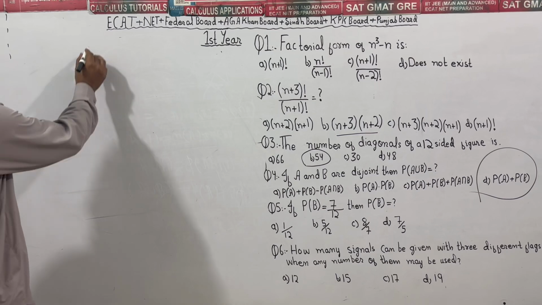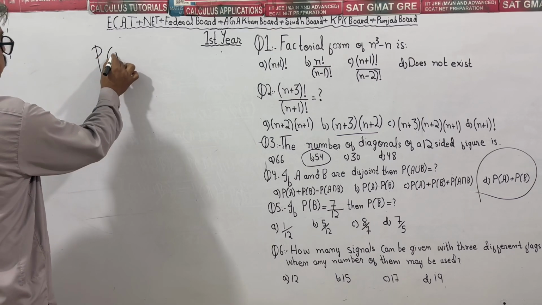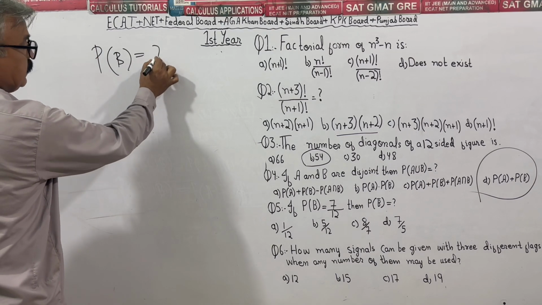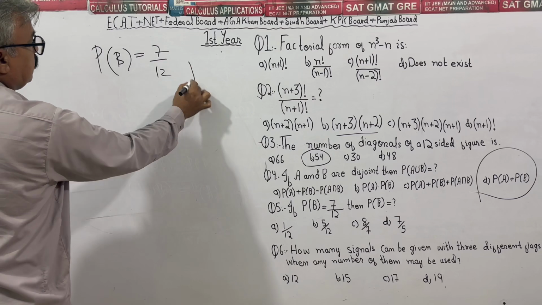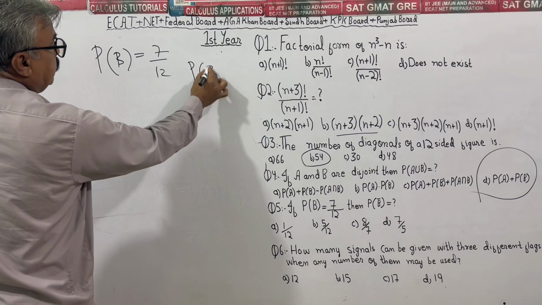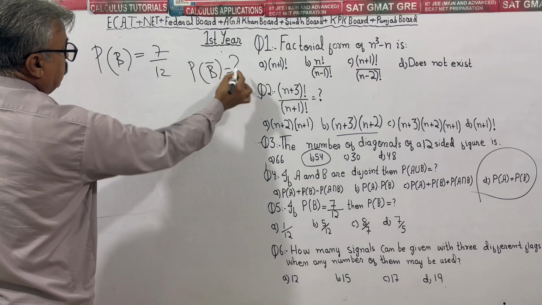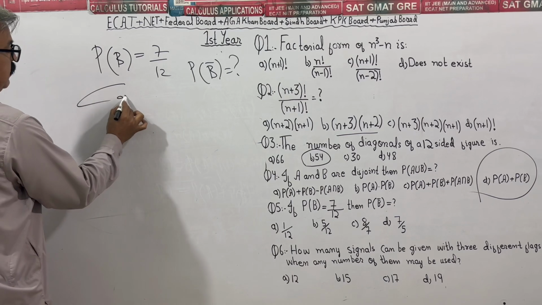Okay, if probability of B is 7 over 12, then what is the probability of B complement? Complement law.